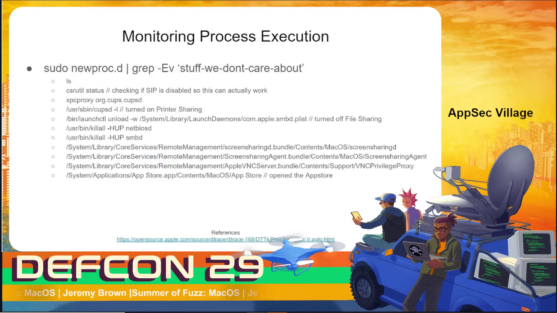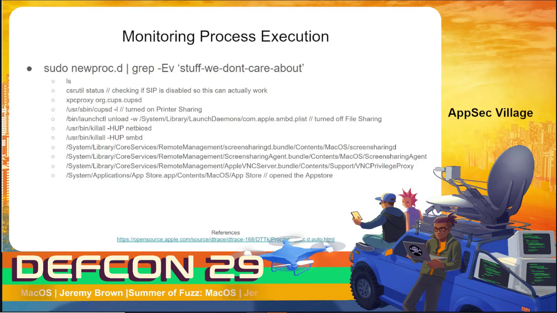So for monitoring process execution, to see what's going on in the system, there's a really handy dtrace script that's included on Mac now called newprocd. And you can use this, again, if you disabled SIP or gave yourself debug privileges. You can use this to see all the stuff that's being executed and the command line args for that, which is super useful for looking at, what is the attack surface here?